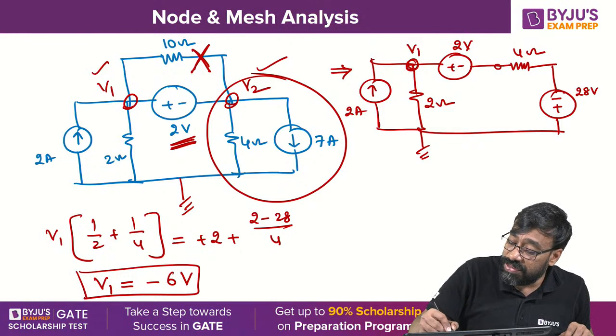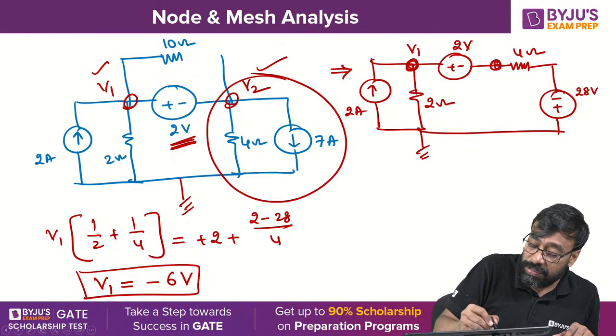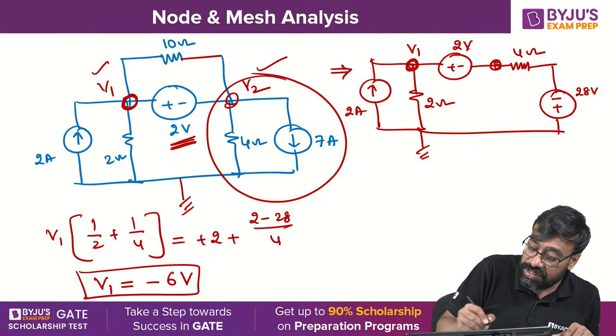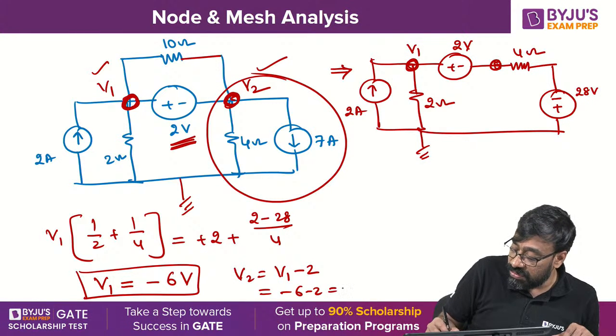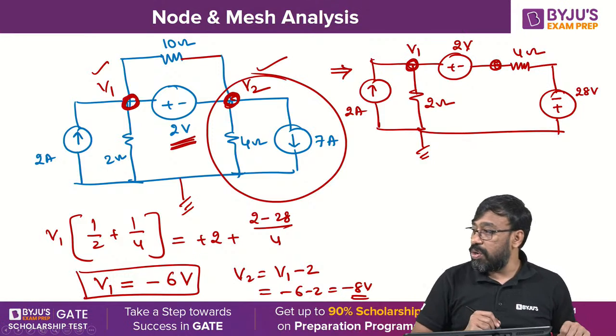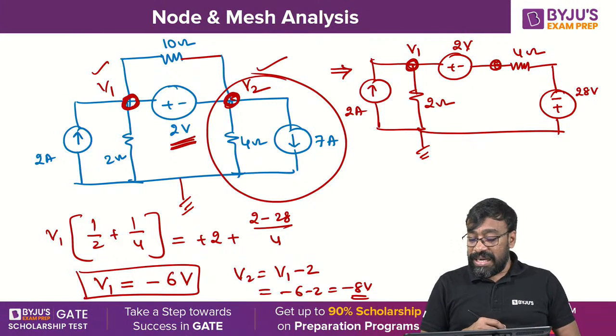Now when you jump from this node to this node, come back to the original circuit here. This is V1, this is V2. Jump from this point to this point. Then V2 is nothing but V1 minus 2. Minus 6 minus 2 is nothing but minus 8 volts. Please respond quickly. Chandu, I think you are getting the values minus 6 and minus 8.